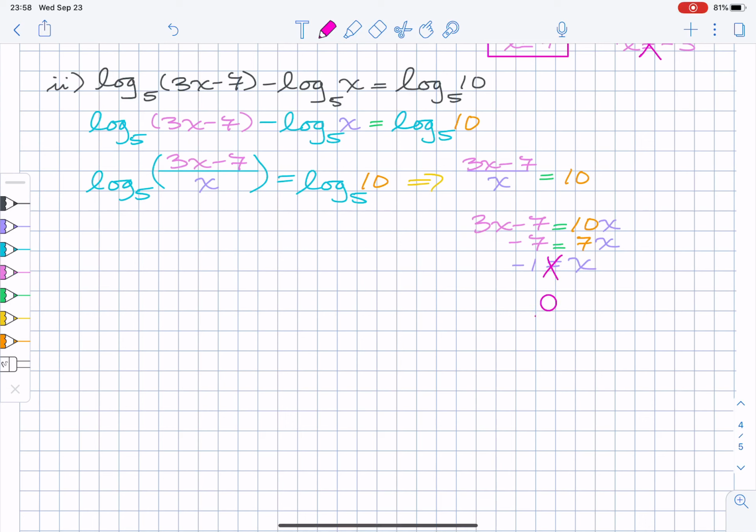So this is genuinely no solution. I don't like the way that's drawn. Let me make this a bit better. I wish it would autocorrect a bit better. Okay. No, it doesn't want to do it. Okay, no solution. Empty set. Okay, no solution to that equation.